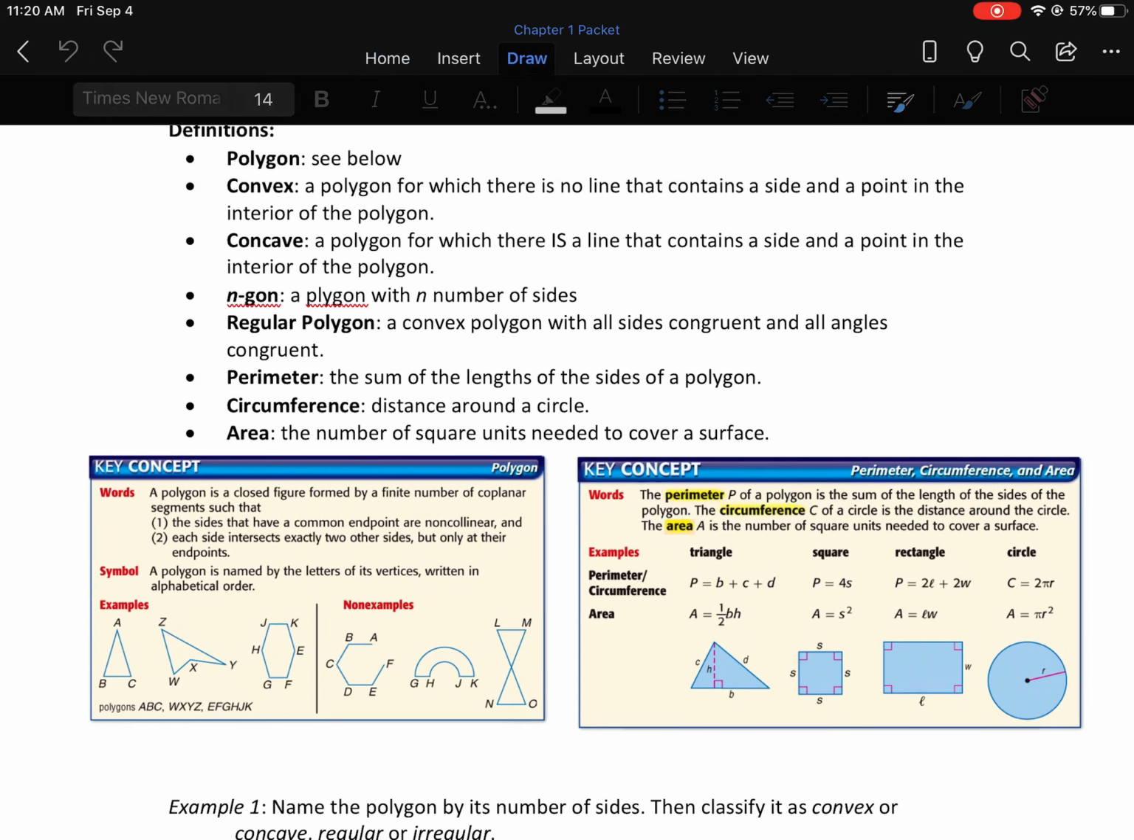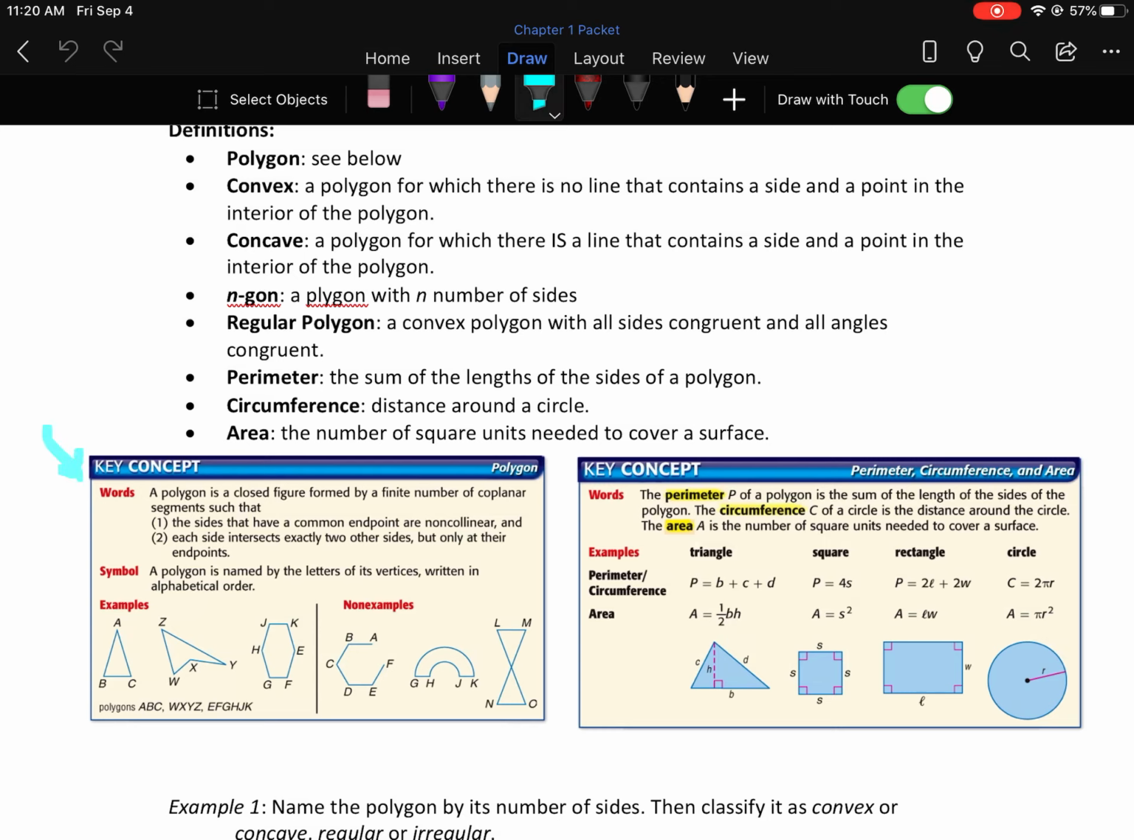So a polygon, if you look at the key concept box down here, it says a polygon is a closed figure formed by a finite number of coplanar segments such that... So these are going to be different things that a polygon must contain. It says the sides have a common endpoint, are non-collinear, and each side intersects exactly two other sides, but only at their endpoints. So with those two stipulations being there, let's take a look at the examples and non-examples.